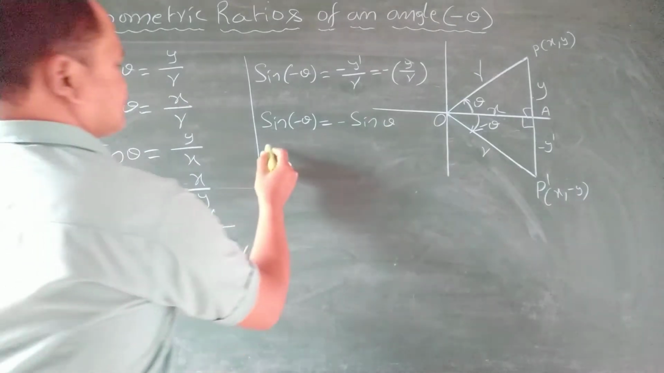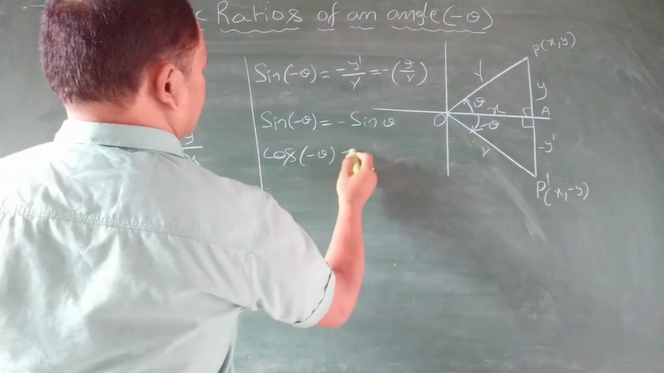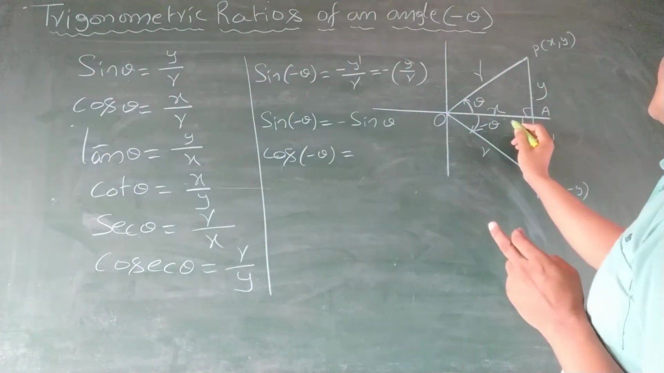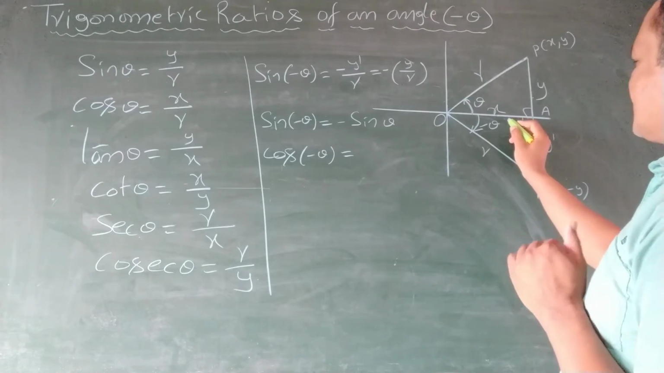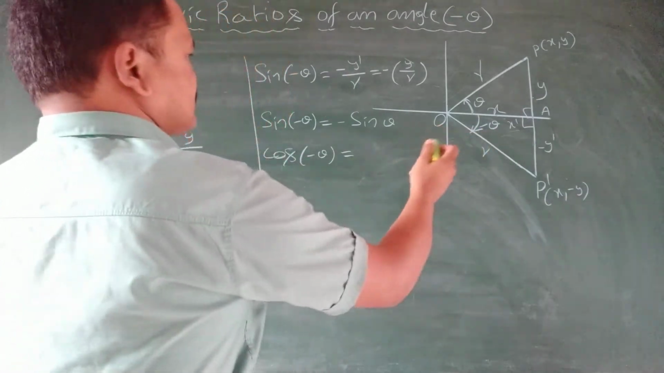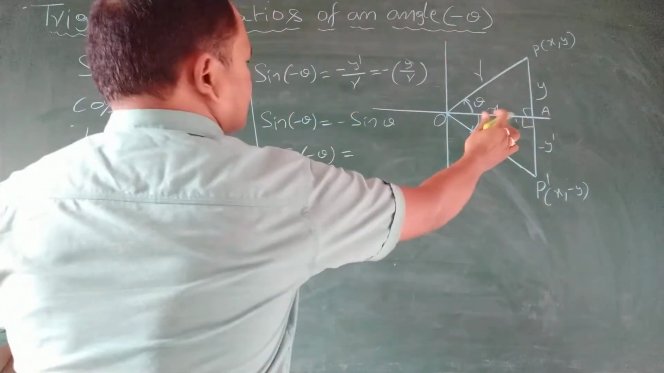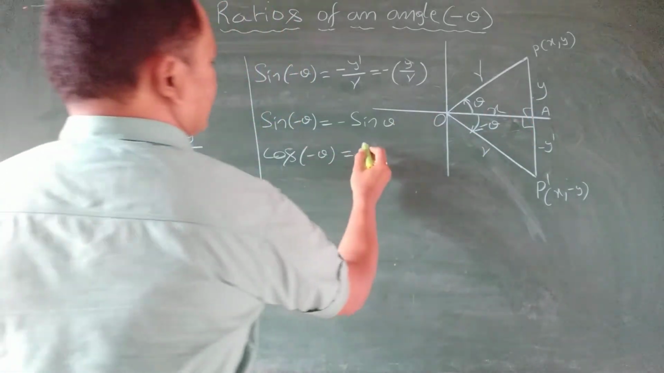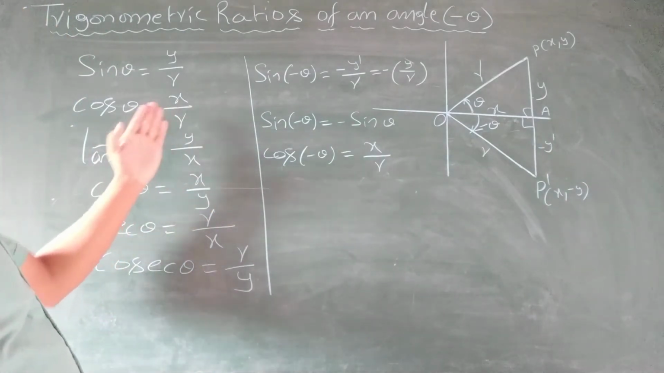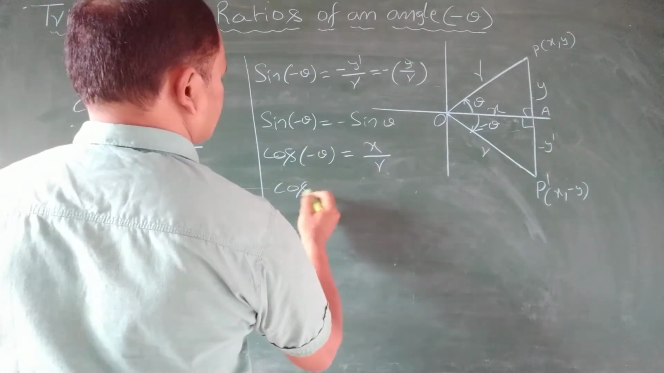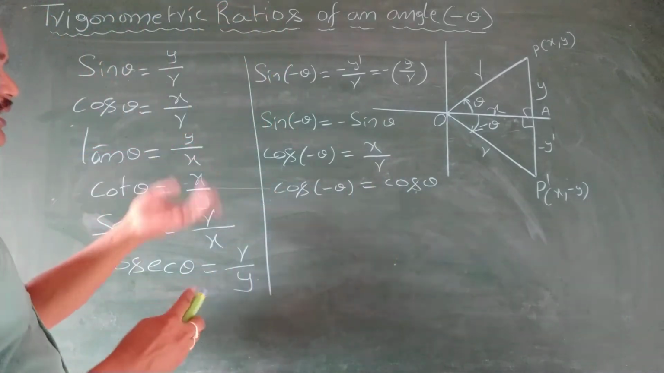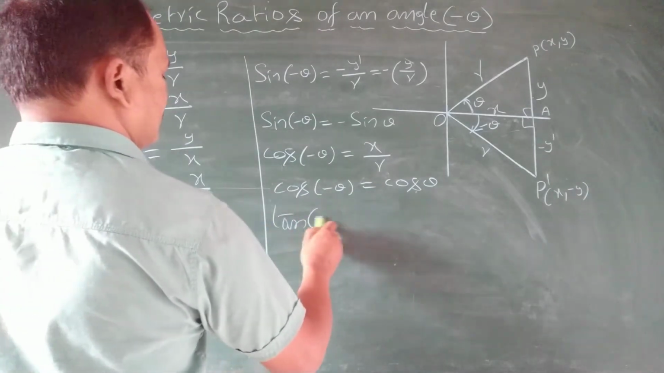That's all. Cos of minus theta: OA is x, and this part OA dash is taken as x dash, no problem, x dash is the same as x, positive, so it is x by r. What is x by r? X by r is cos theta. That's why cos of minus theta is cos theta. That's all.